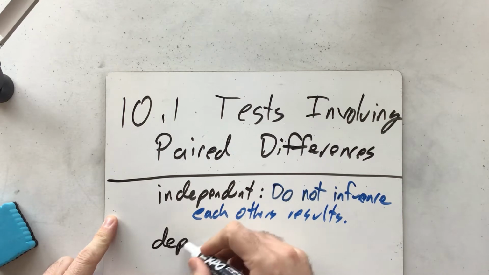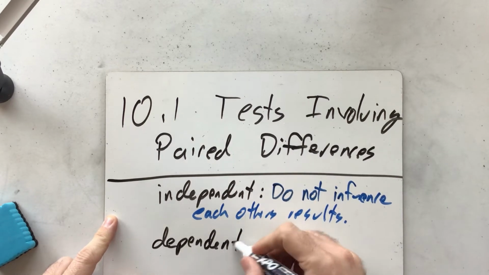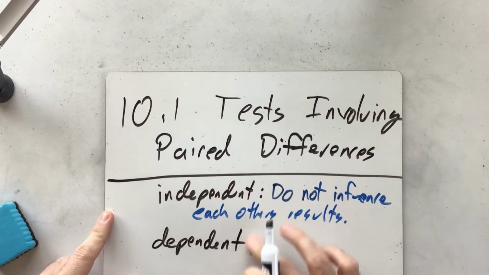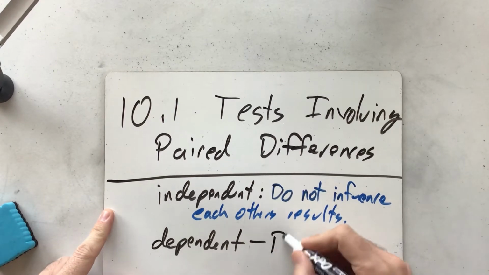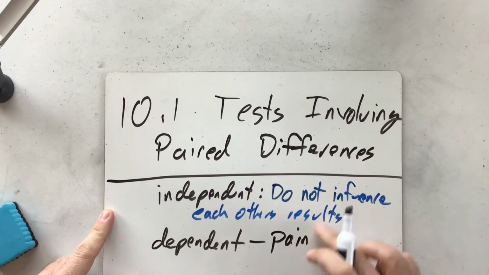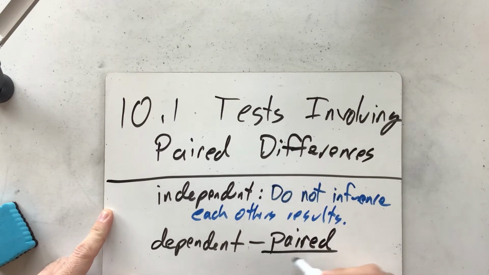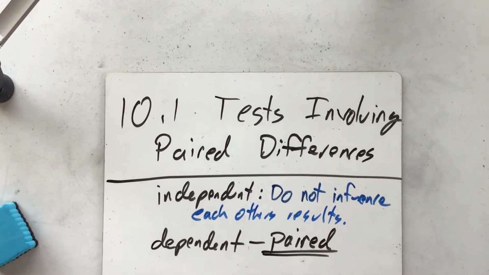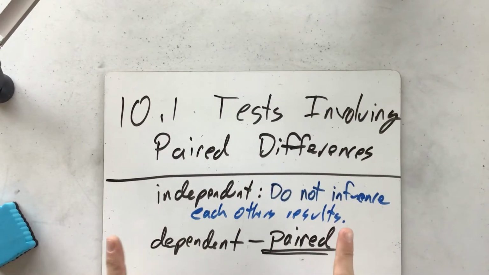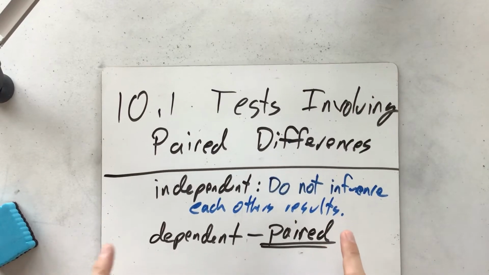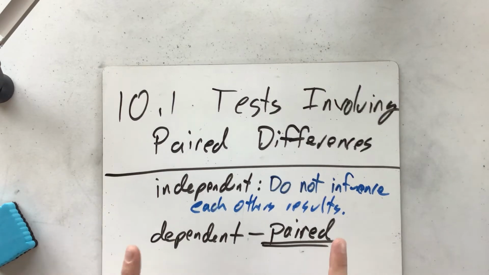The other way are when we have dependent samples. And dependent samples, for us, we're going to focus on one specific type of dependent samples, and that is when we have paired dependent samples. And paired just means that each individual in the first sample has a pairing with an individual in the second sample that we would expect them, under the null hypothesis, if there's nothing interesting going on, to have the same results.